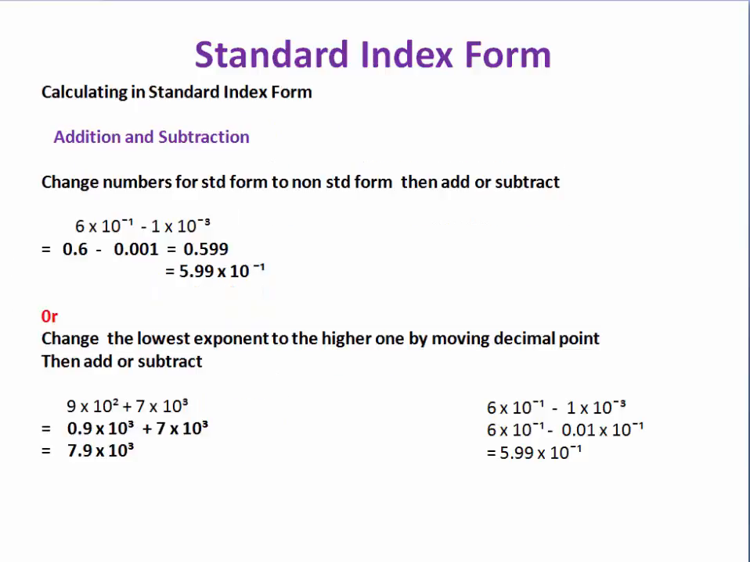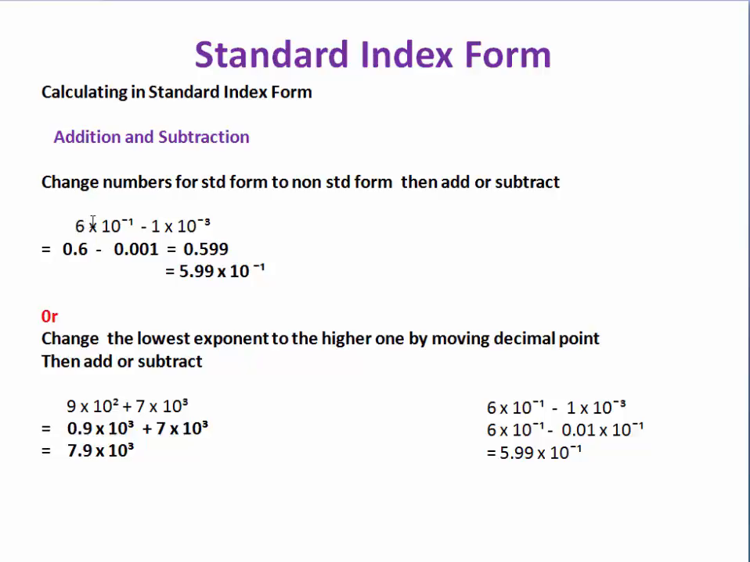Okay, let's just go over how we do addition and subtraction when we have the numbers in standard index form. Now addition, there are two ways we can do this. One, we can change the number from the standard form to non-standard form, and then add and then convert it back to standard form. So I've done that in this example.